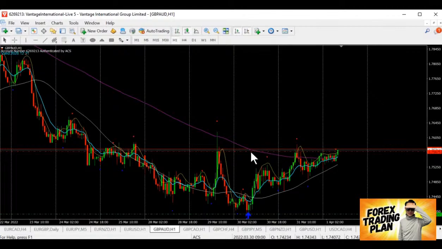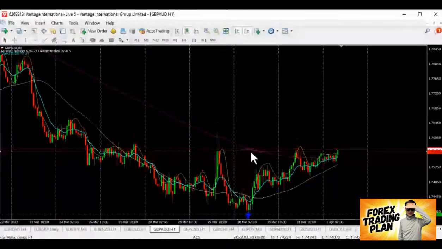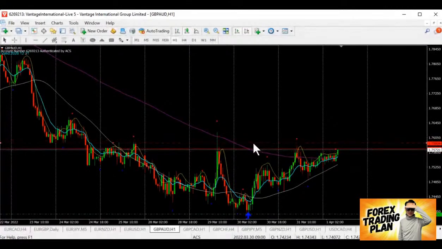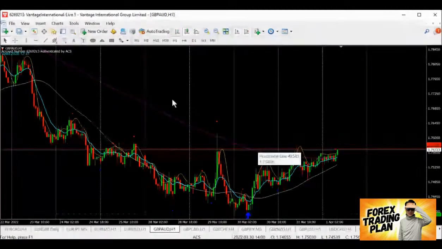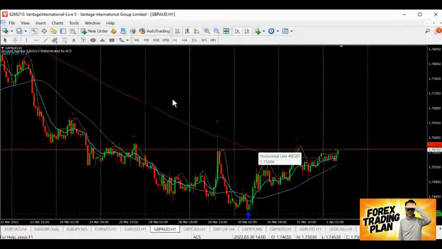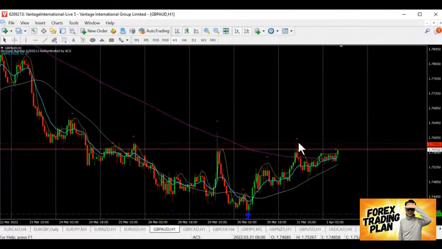Correct. So this is the area of resistance here, from here to here. Let me place it higher. It should be here. Let's take a look at Pound Aussie. It should be here, the resistance. So we still have some space to go. So yep, that's all for today.